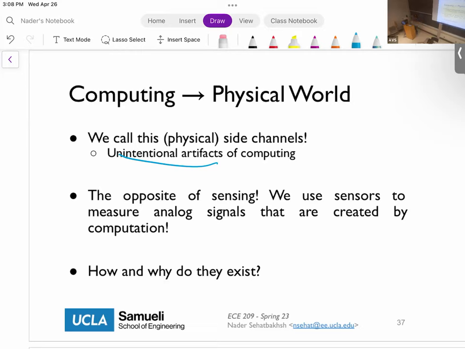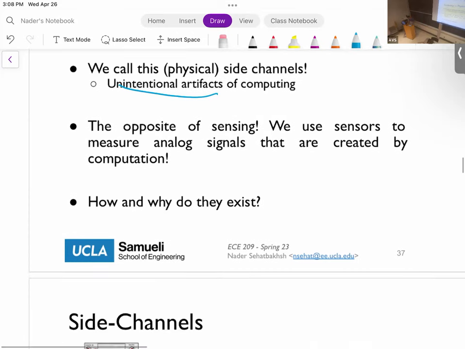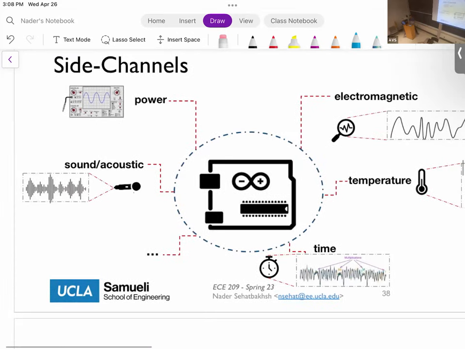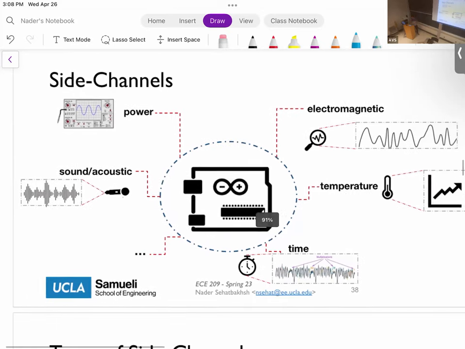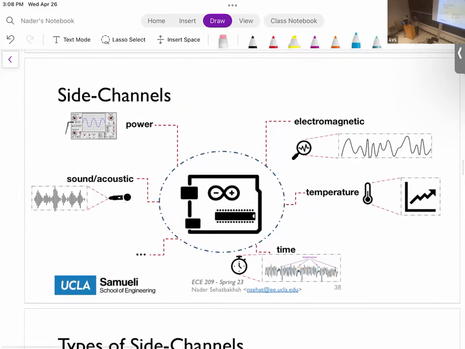So there are a whole bunch of different physical phenomena that you can use, including power, sound and acoustics, electromagnetics, temperature, and time, that all are created as an artifact of computation unintentionally, and an adversary can measure them. And we call these physical side channels because there are physical signals associated with them, okay?